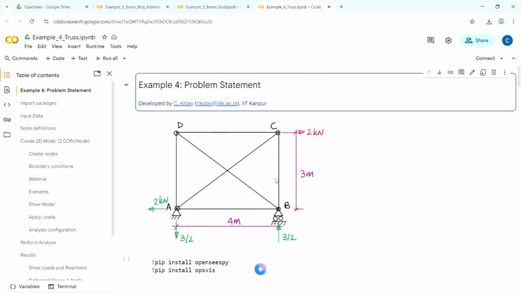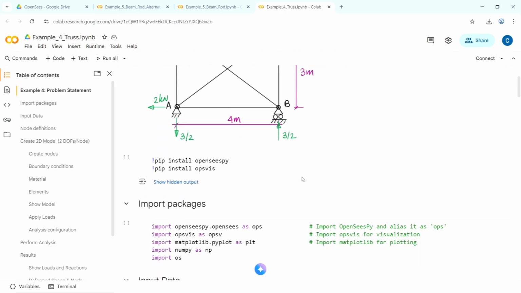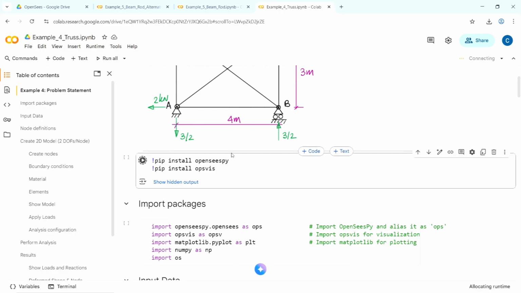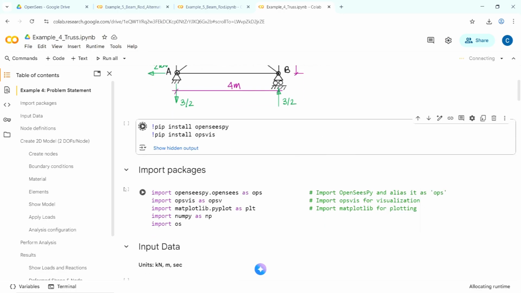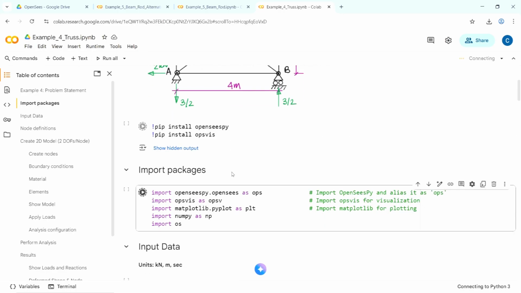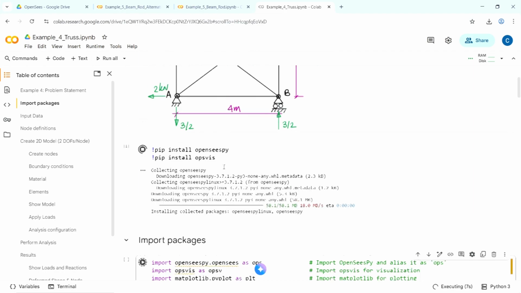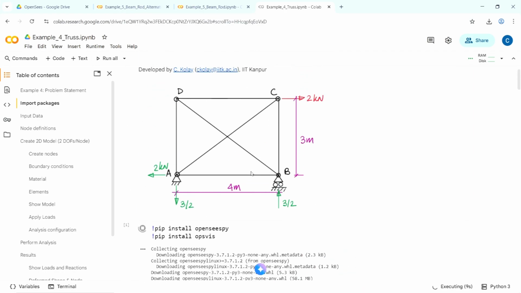So, this is the example, okay. So, what is the change from the example that we have seen earlier? The change is, in the previous example, let me first let this run as I am talking. So, in the previous example, we were looking at a frame where we used elastic beam column element. Every joint had 3 degrees of freedom, 2 translation and 1 rotation. Now, we are talking about a truss where every joint has 2 degrees of freedom, okay.